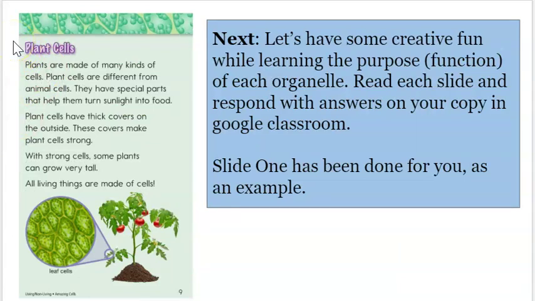Plant cells. Plants are made of many kinds of cells. Plant cells are different from animal cells. They have special parts that help them turn sunlight into food. Plant cells have thick covers on the outside. These covers make plant cells strong. With strong cells, some plants can grow very tall. All living things are made of cells. Look closely. These are leaf cells. And remember, when there's one, it's a leaf, but when there's a group, it's leaves with a V.